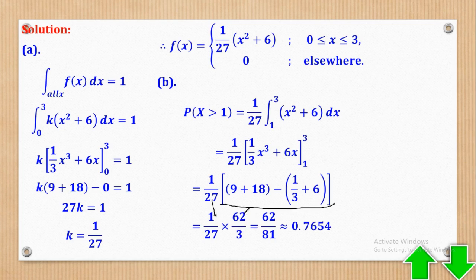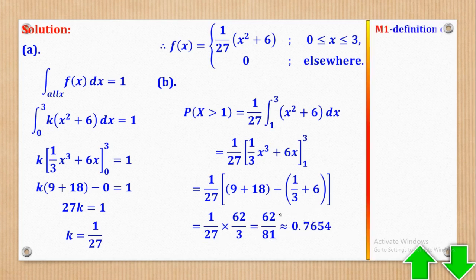Then there's this 1 over 27 which is maintained. When I multiply these two, I'll come up with 62 over 81. You can stop here, or you can still use decimals as long as they are 4 decimal places. So basically that's what they wanted in part A and part B.